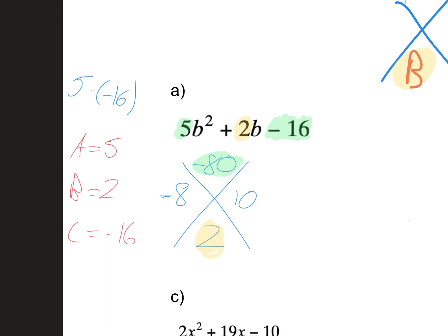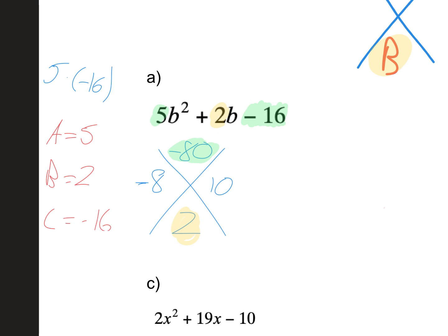Now, this is where we have to add in a new step. So we actually need to rewrite this trinomial. Basically, we are going to split this term up based on our two factors. So instead of writing 2b, we are instead going to write negative 8b plus 10b. So let me show you what I mean. Over here, I will rewrite. So we have 5b squared minus 8b plus 10b minus 16.